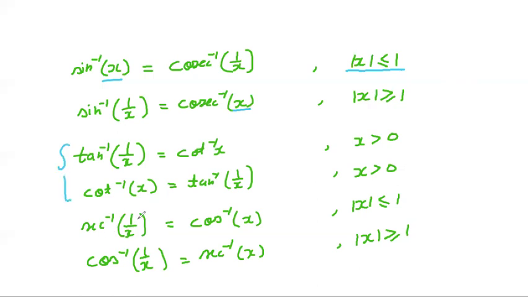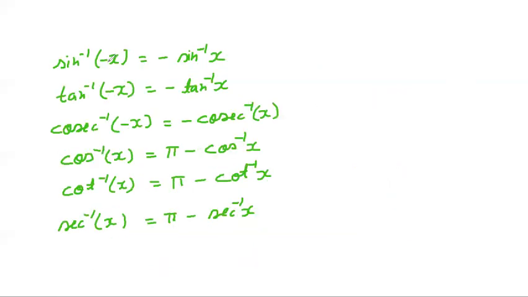Say sec inverse 1 upon x, that is, sec x is the reciprocal of the cos function. Again, you see the x in the denominator here. So the domain will be decided by this, mod x is less than or equal to 1, the cos inverse x domain. Cos inverse 1 upon x equal to sec inverse x. Here mod x must be greater than 1, the domain of sec inverse x function. So we can convert the function very easily without thinking too much.